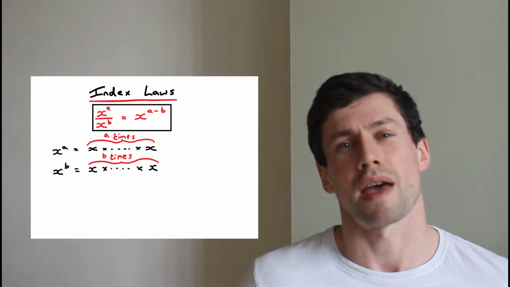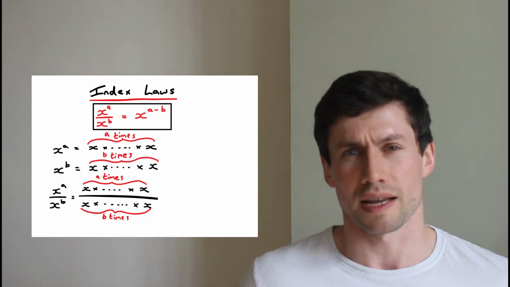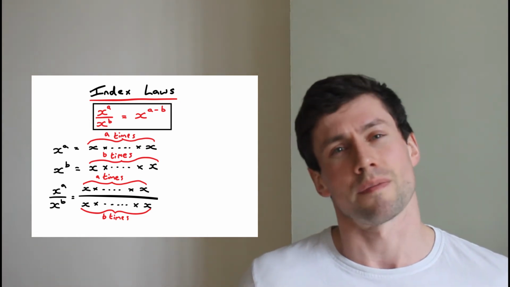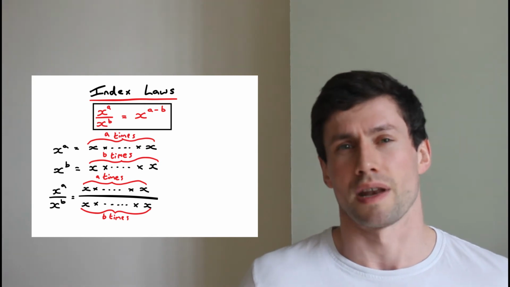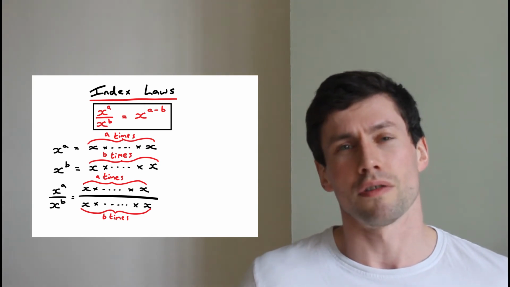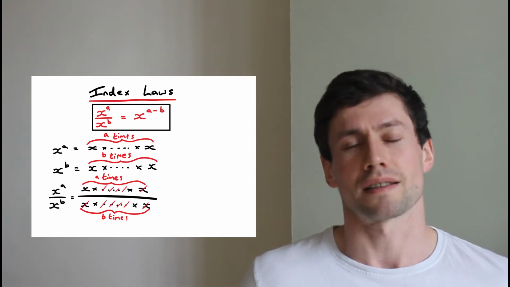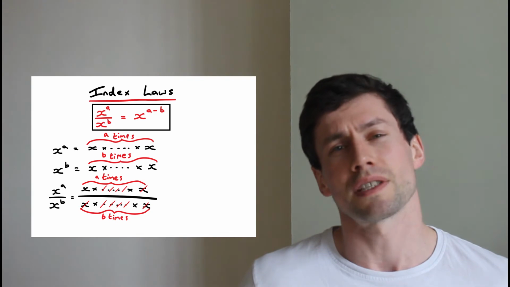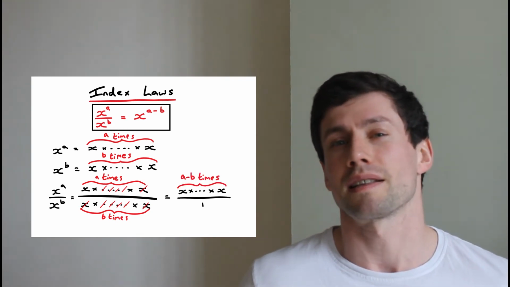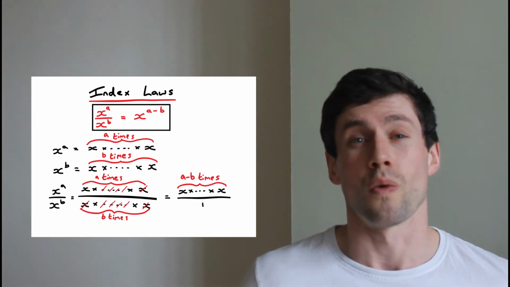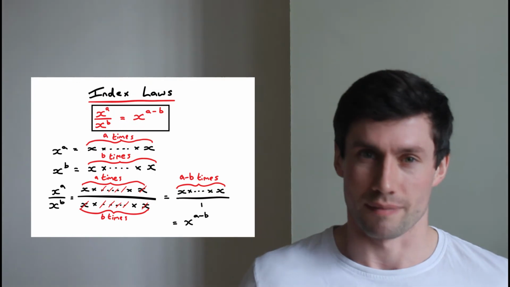Then x to the power of a divided by x to the power of b is a fraction with x times itself a times on the top and x times itself b times on the bottom. Let's assume for this that b is smaller than a. We could then cancel all the x's on the bottom, b of them, and we could cancel b of the x's on the top line. This will leave us with a new fraction of x times itself a minus b times on the top, and just a 1 on the bottom line. And this is x to the power of a minus b.